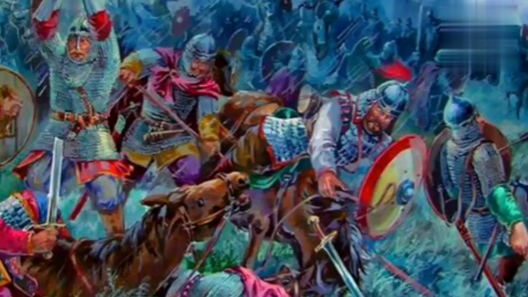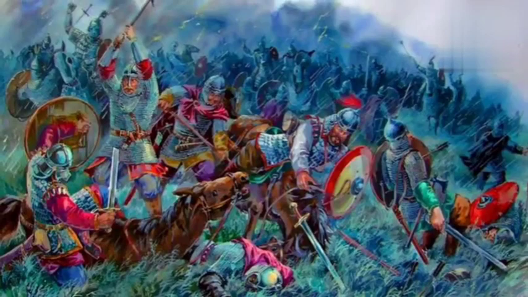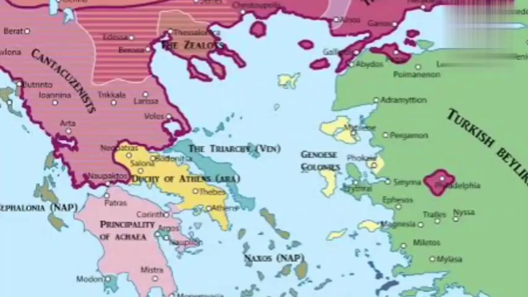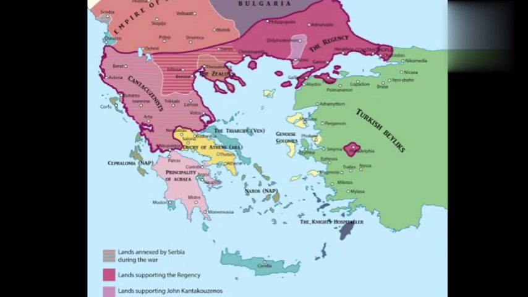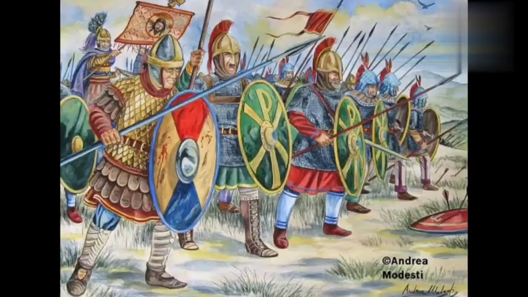Overall, the Byzantine Civil War of 1341 to 1347 was a pivotal moment in the late Byzantine Empire, which marked the end of a period of relative stability and the beginning of a long decline. The war itself was a long and brutal conflict which resulted in the weakening of the empire and the rise of the Ottoman Turks in the region.